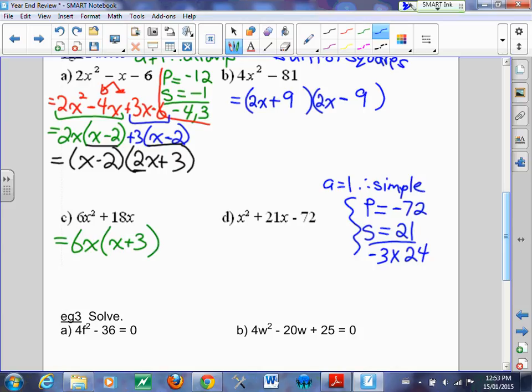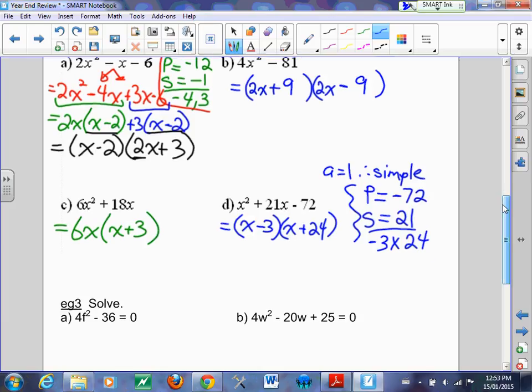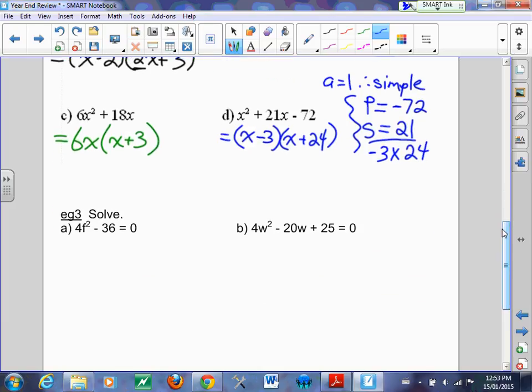So remember, folks, this is simple trinomial factoring. What you do is you just take the square root of the front, or the first number, and put it in the front of each bracket. And then you take the sign attached to the factor. So it's going to be x minus 3 and x plus 24 in your brackets. Okay. Taking a look at 3.